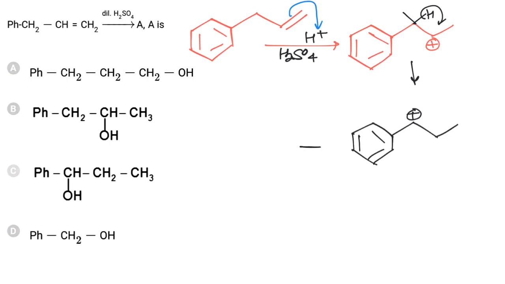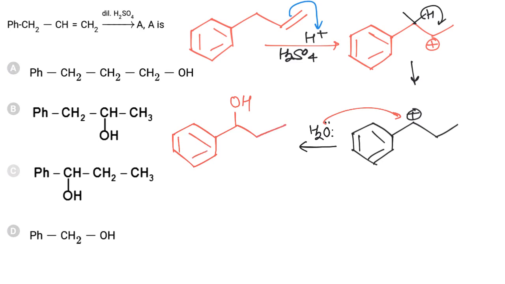Now this benzylic carbocation will react with water molecule. It will donate a pair of electrons to the carbocation, and after converting to oxonium ion it will lose H positive ion. So finally alcohol is formed as the final product. So the correct answer is PhCH(OH)CH2CH3, and hence the correct answer is C.